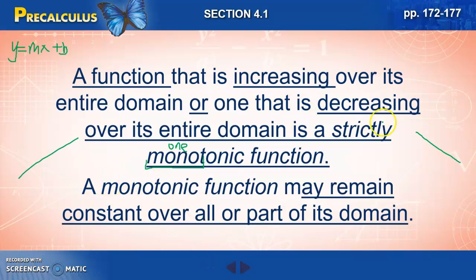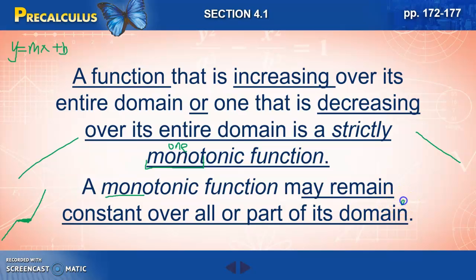A monotonic function may remain constant over all or part of its domain. So if we take out the word strictly and we just have monotonic, you might have a function that looks like this. Okay, that should be a straight line here, constant, where it's increasing and then it maybe hits a little bit of a plateau and then it starts increasing again. It never decreases, so it's still increasing, but it may have that one little kind of stair step there where it's monotonic.